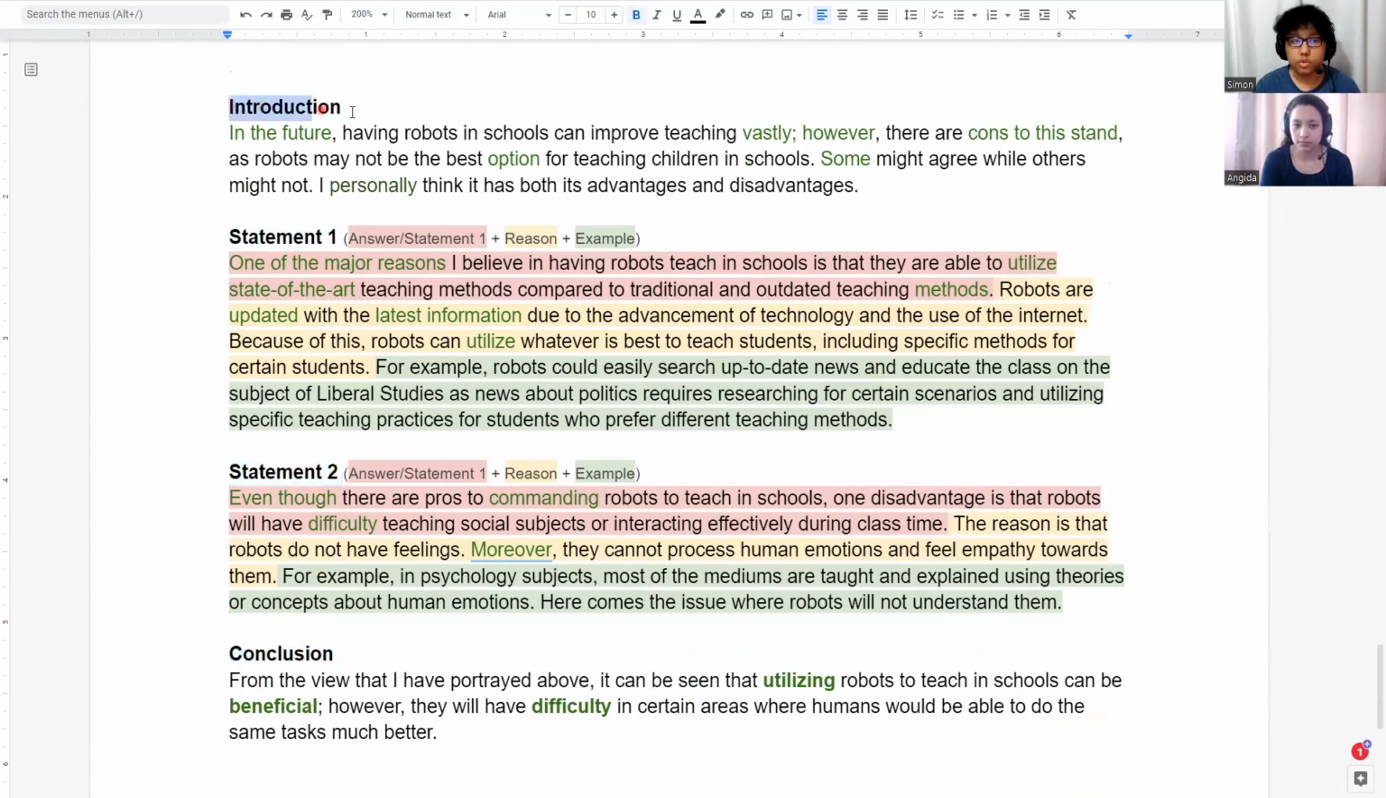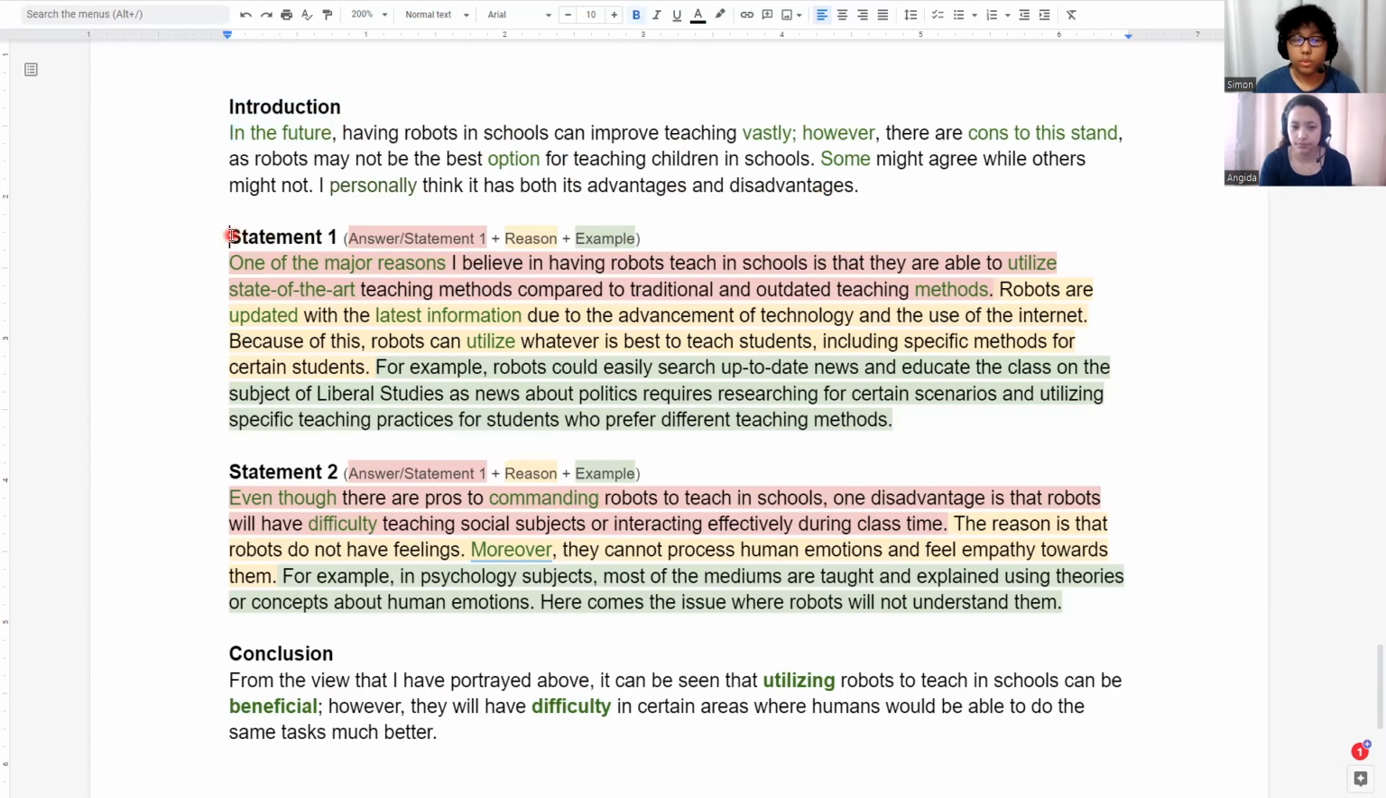Okay, so in the introduction, what you do is that you basically paraphrase the question first. So for example, this one, it says, in the future, having robots in schools can improve teaching vastly. However, there are cons to this stand, as robots may not be the best option for teaching children in schools. Some might agree while others might not. I personally think that it has both its advantages and disadvantages. So this is basically a paraphrased paragraph for the question.